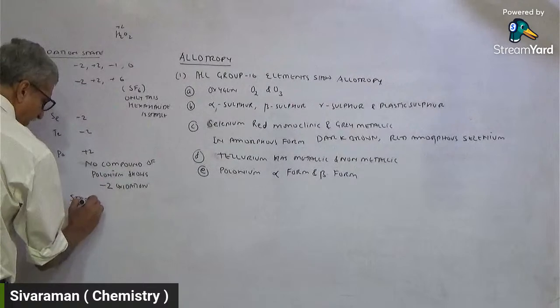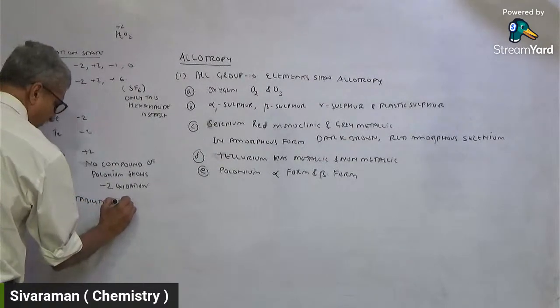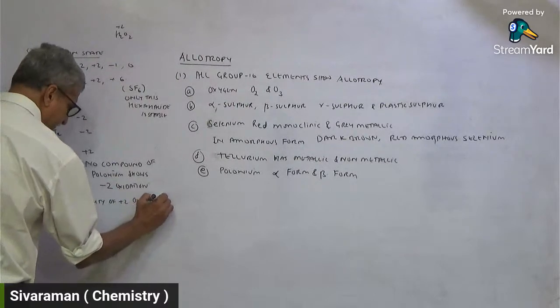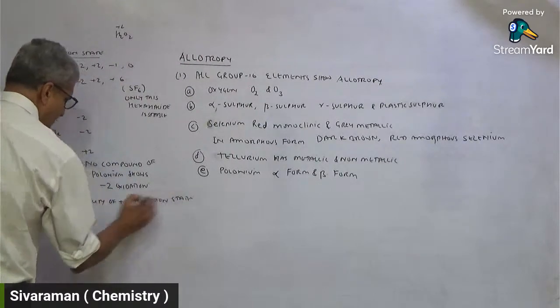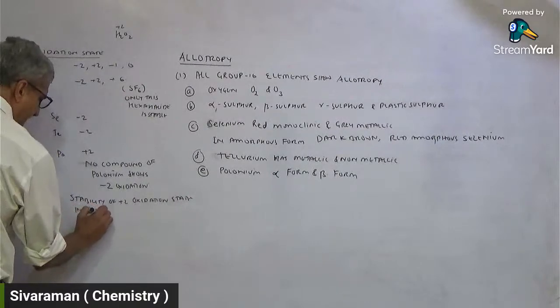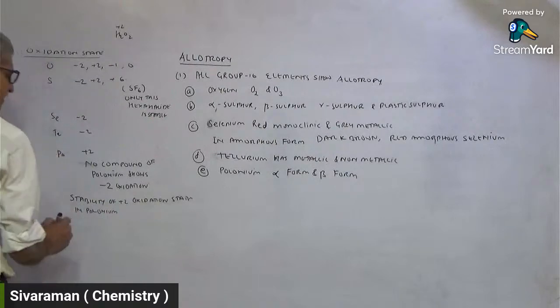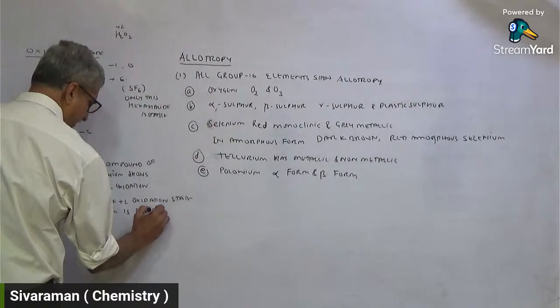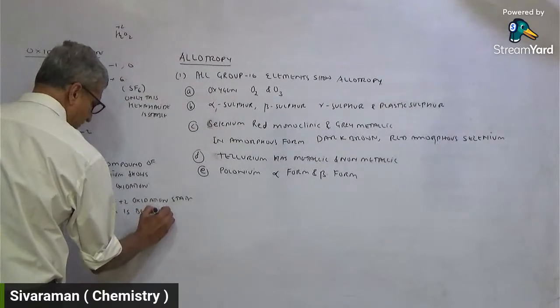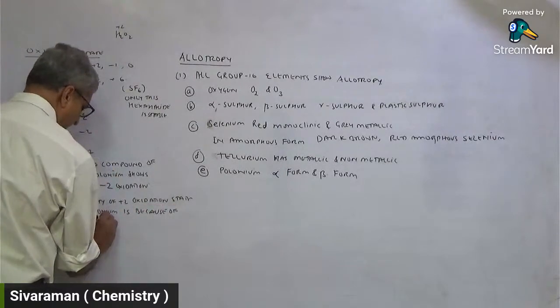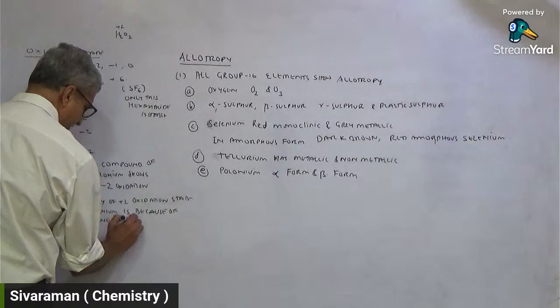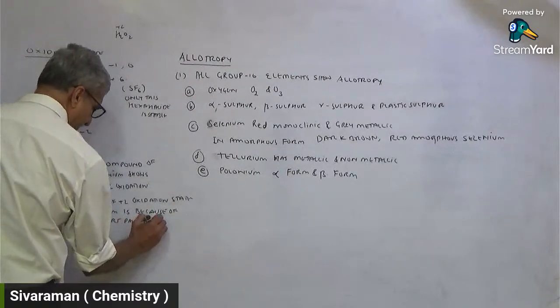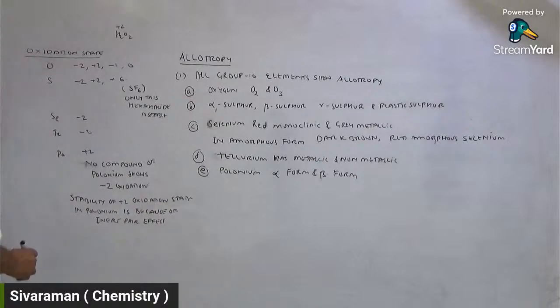That is stability of +2 oxidation state. Stability of +2 oxidation state in polonium is because of inert pair effect. Then what else can we say? Yeah, this is all that we have to say about oxidation state.